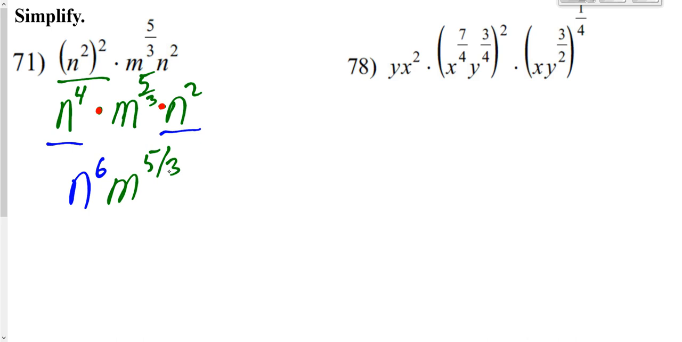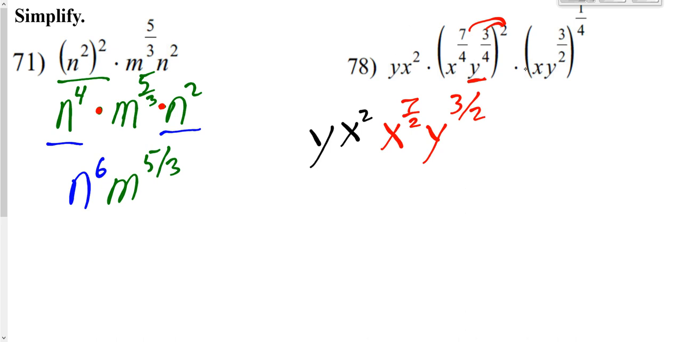We need to do the same type of thing over here on the right. Now, because we have parentheses, I'm going to apply this exponent to each one. Now, remember, when you're doing that, an exponent raised to an exponent, you'd multiply your exponent. So 7 over 4 times 2 would be a 7 over 2. On my y part here, multiply those exponents. 3 over 4 times a 2, because it's an exponent raised to an exponent, you'd multiply those, would be this.